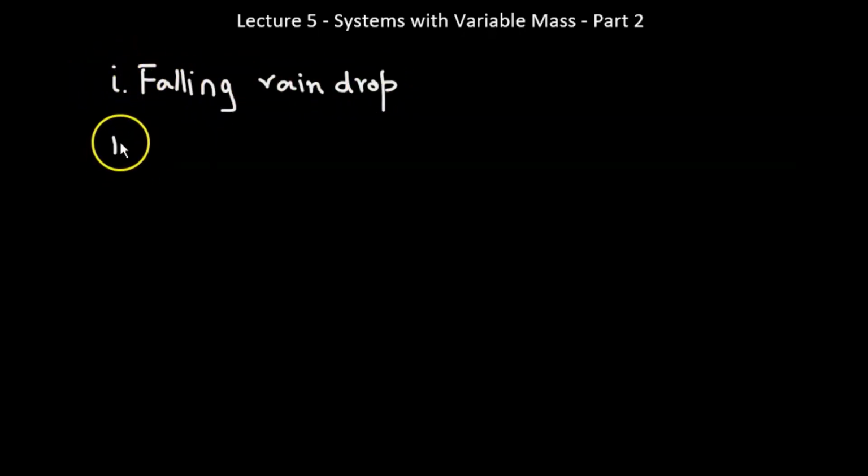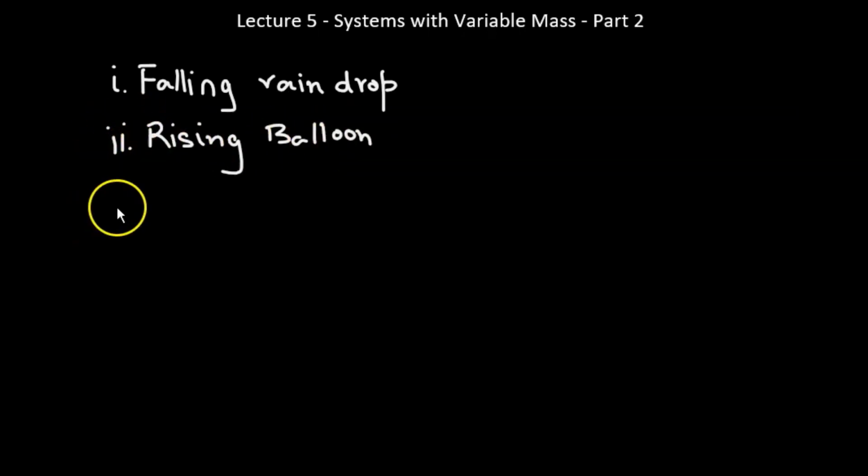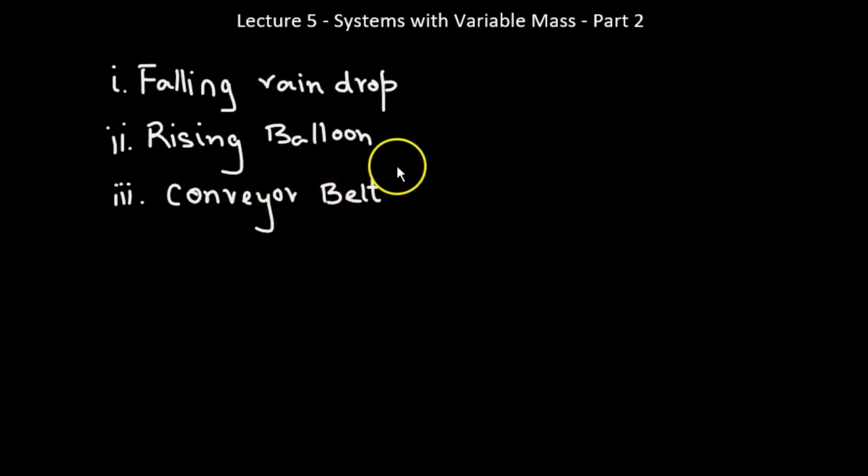Hello. So in lecture number 4, we talked about systems with variable mass. We took the case of 3 problems. The first one was the falling raindrop problem. In the second one, we considered the case of a rising balloon. And in the third case, we used the case of a moving conveyor belt. Now, in all the 3 cases, the mass lost or the mass gained is typically at zero relative velocity.